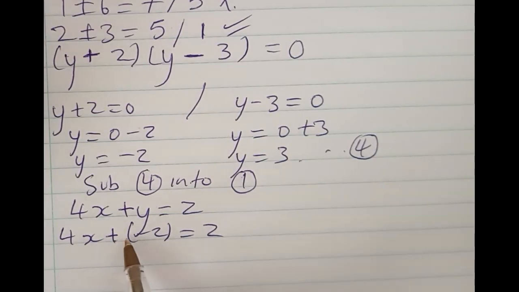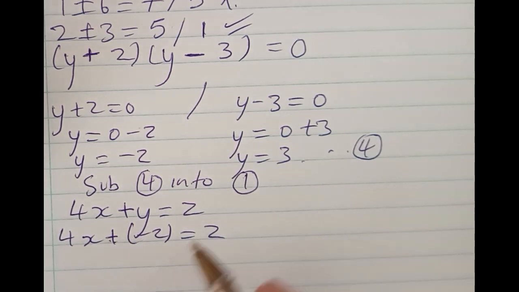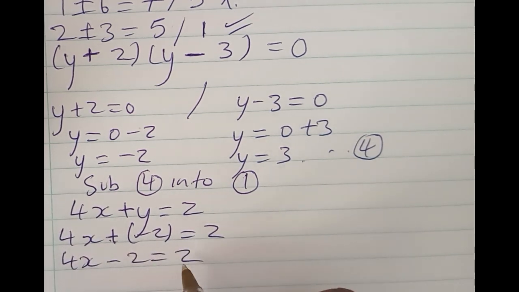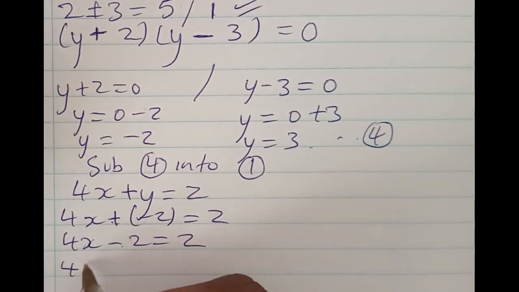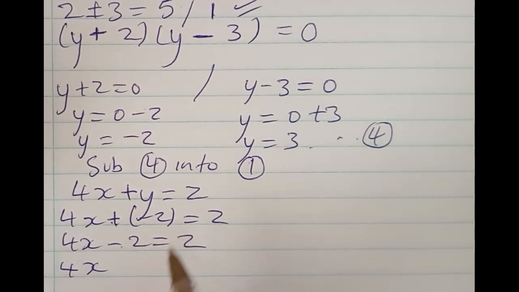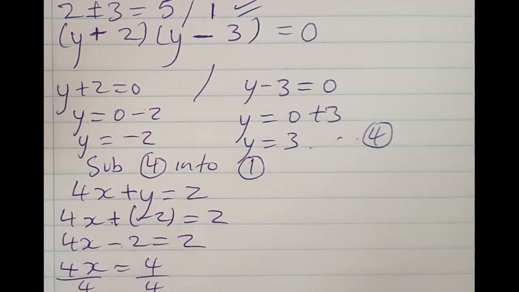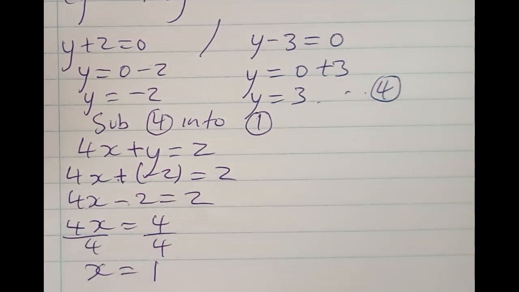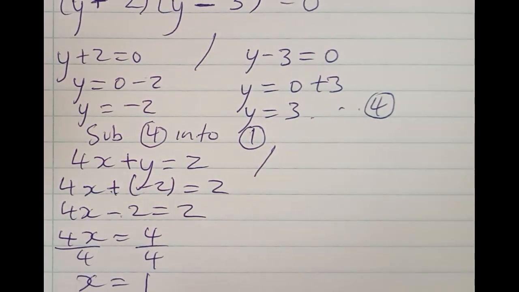So this sign will change because a negative times positive is negative. So here I will have 4x minus 2 is equal to 2. If I take 2 to the opposite side, it will change the sign. So it will be 2 plus 2, which is 4. Then I will have to divide both sides by 4. Then my x value is 1. So I should not forget the other side.